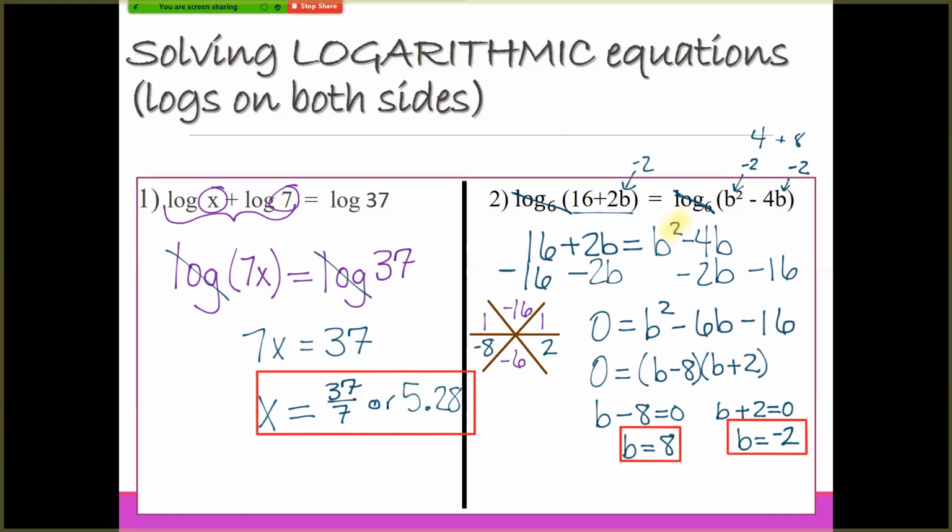So sometimes I've had students think, hey, one of them works, the other one must not. That's not the case. In this case, they both actually work. Neither one is extraneous.